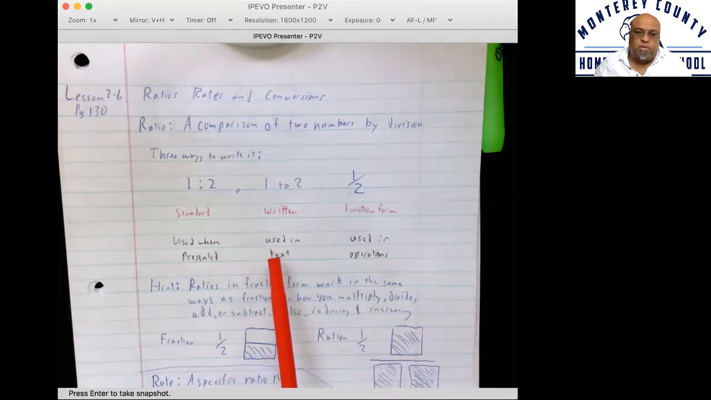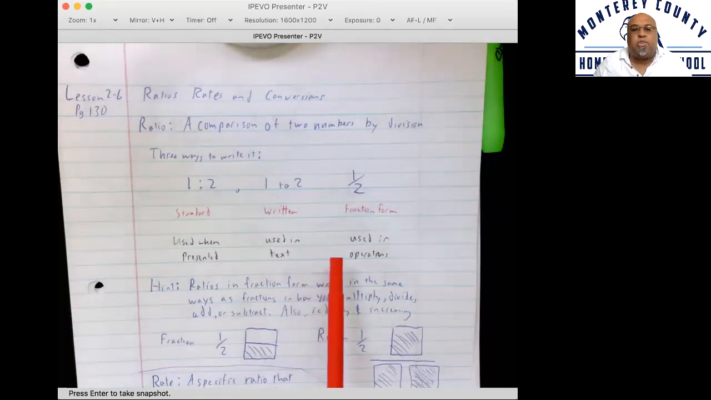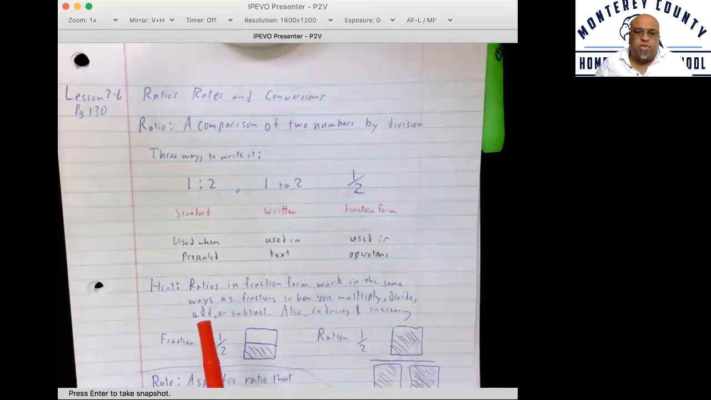In text, sometimes you might use the written form, but when you are doing operations with ratios, generally that's when you're going to be using the fraction form, because the fraction form is going to be a little bit easier to manipulate and add or subtract, things like that, reduce or increase. A little hint here: ratios in fraction form work the same way as fractions in how you multiply, divide, add, or subtract, also reducing and increasing.